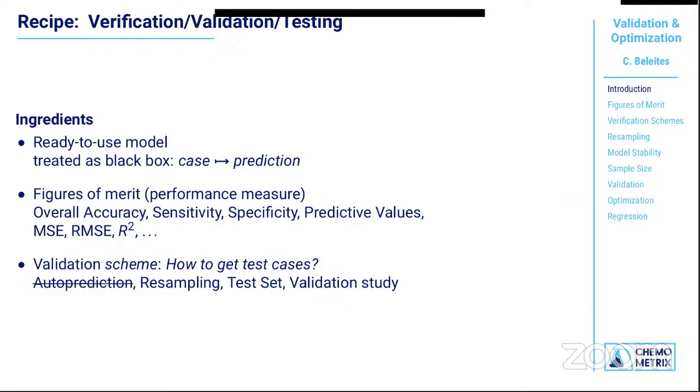And the third ingredient is that we need to have a plan how to get those test cases, because it's actually not as easy as the morning tutorial did it, just setting aside a random fraction of your data. We need to think a bit harder what exactly are the cases that we want to test.